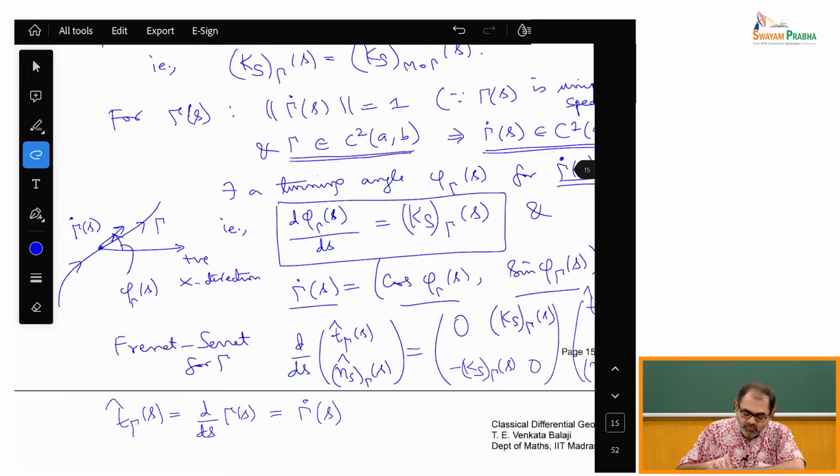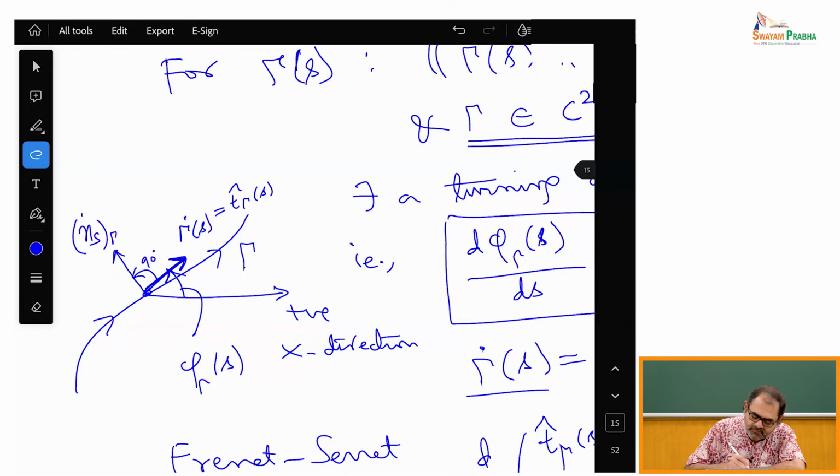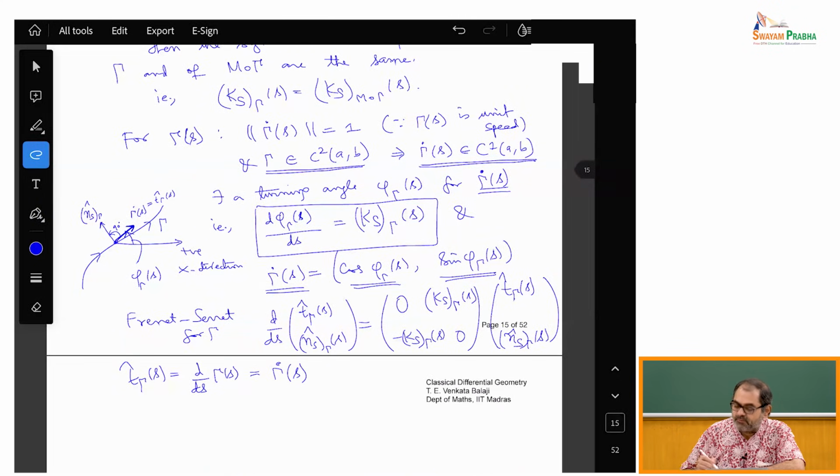So in this picture, suppose I draw it here. This vector is gamma dot of s, and this is just t cap sub gamma of s, and then you rotate it 90 degrees like this, and you get n_s cap sub gamma. So you get the sign normal. And so you have these Frenet-Serret relations, and everything is dependent on the turning angle. That's what I want you to understand.